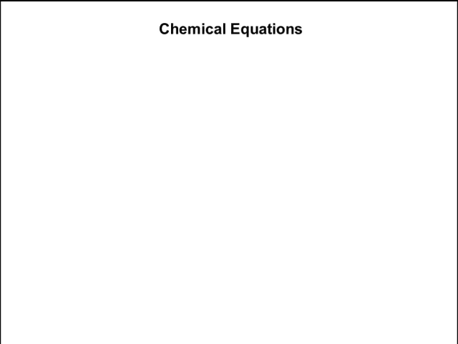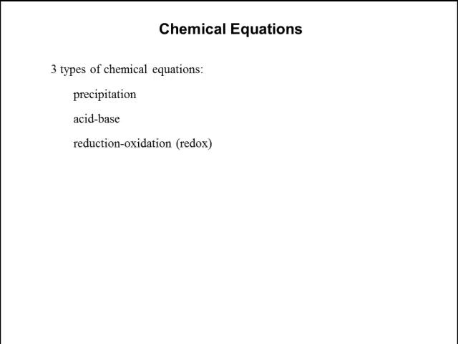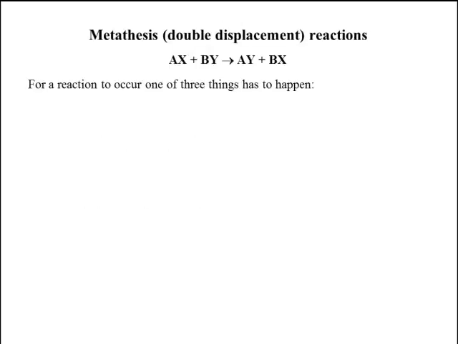Before we get to that, though, you need to recognize that there are three main types of chemical equations we're going to worry about: precipitation reactions, acid-base reactions, and reduction-oxidation, or redox, reactions. Now, the first two types of these reactions deal with double displacement. So we're going to talk about what that double displacement means, and what it's referring to is something called metathesis reactions.